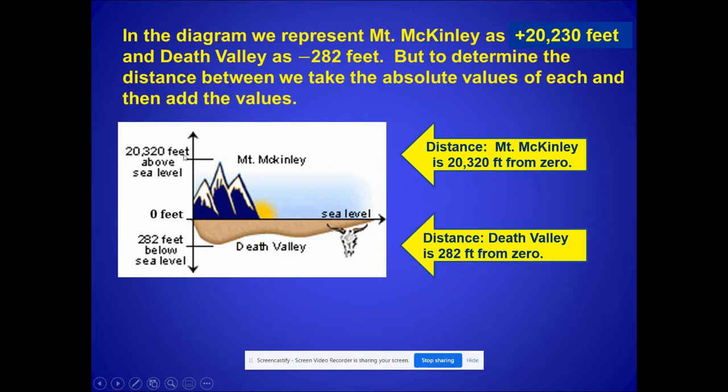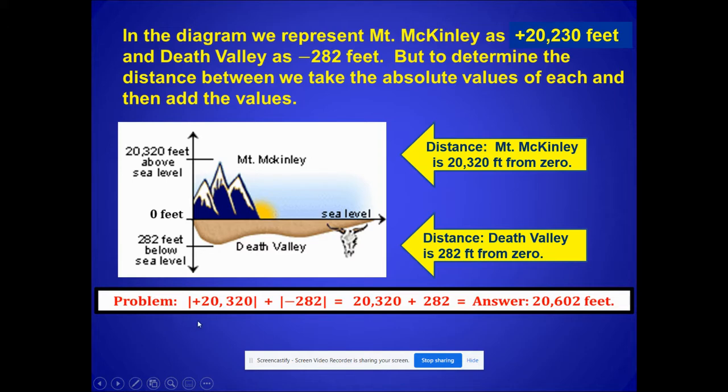If we take the absolute value of Mount McKinley, because the absolute value is the distance from 0 to the number, and we take the absolute value of Death Valley, because the distance is 0 to the number, and we add those two absolute values together, we will find the distance between Mount McKinley and Death Valley. So our problem would be the absolute value of 20,320 plus the absolute value of negative 282. This would be the distance from this point to this point, and from this point to this point.